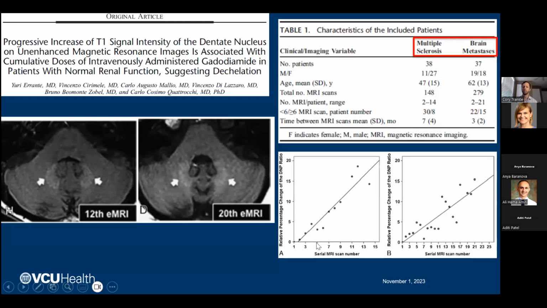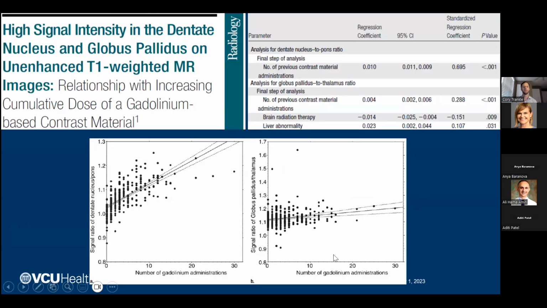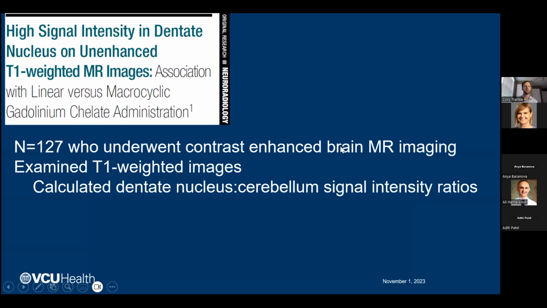And it seems that the number of scans that you got had a relationship with how much that dentate nucleus enhanced. So a little bit concerning that there's some accumulation of gadolinium in the brains. And then this is, again, a number of gadolinium administrations and increases in dentate nucleus signal intensity.